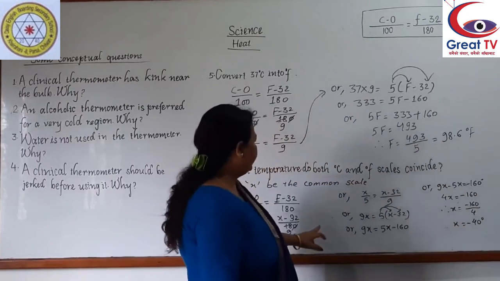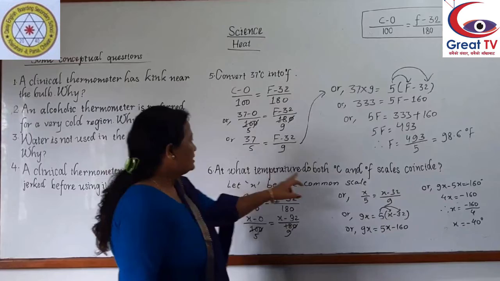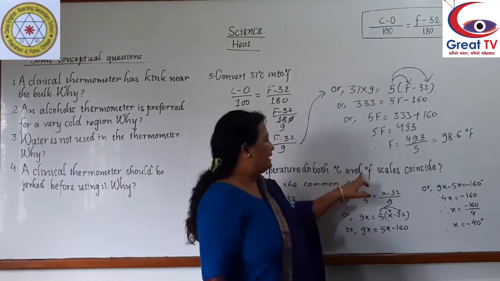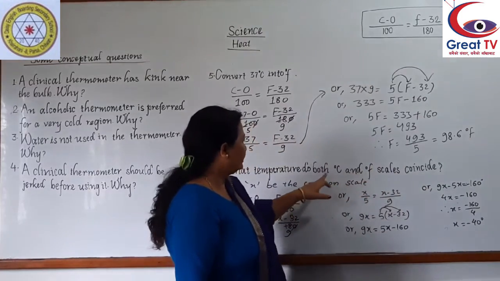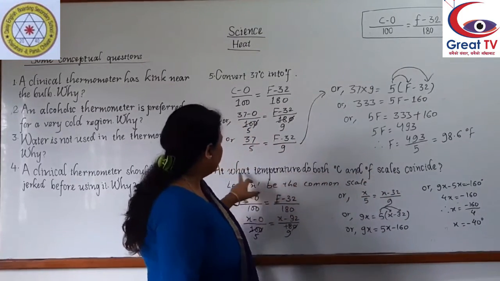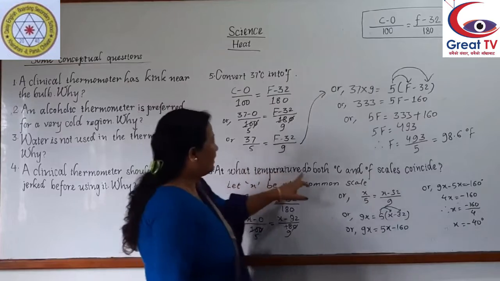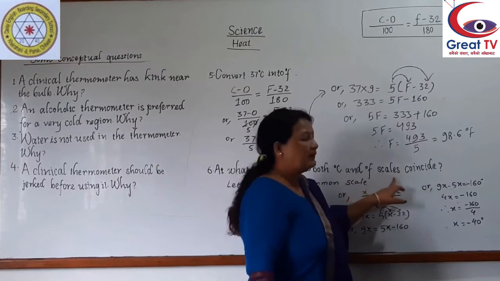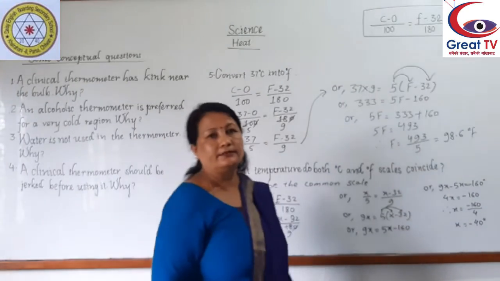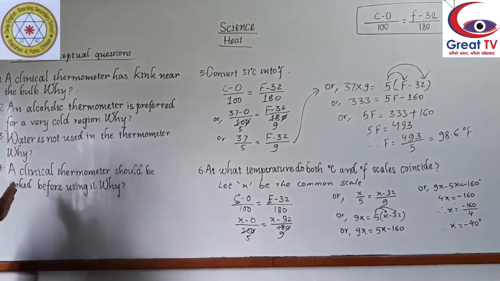So at minus 40 degrees, both the Celsius and Fahrenheit scales coincide. At what temperature? At minus 40 degrees, both the Celsius and Fahrenheit scales coincide. This is all for the lesson.